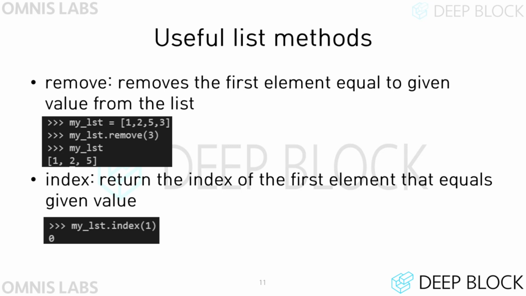Also, there's a method called index. If any value is given as an argument to the index method, this function returns the index of the first occurrence of the value given as an argument. Let's say there is a list called myList. When myList.index(1) is called, the index 0, where the value 1 first appears, is returned.